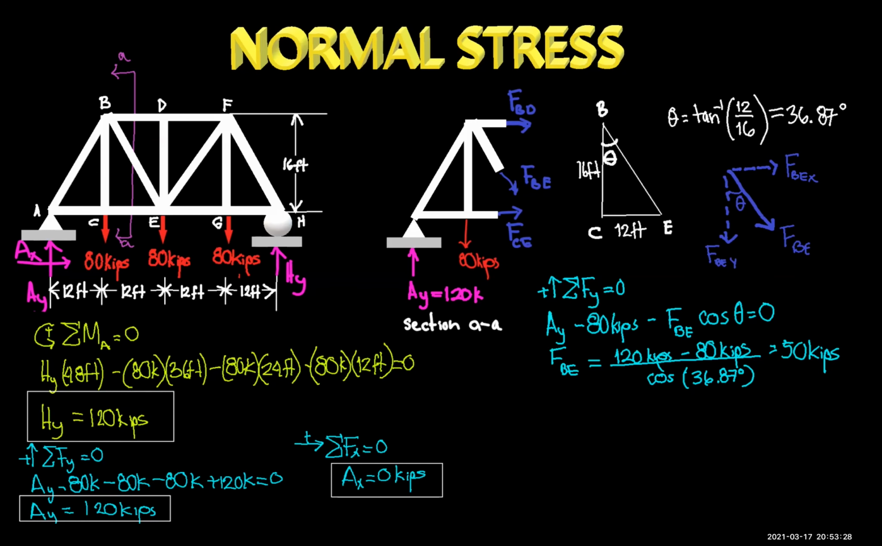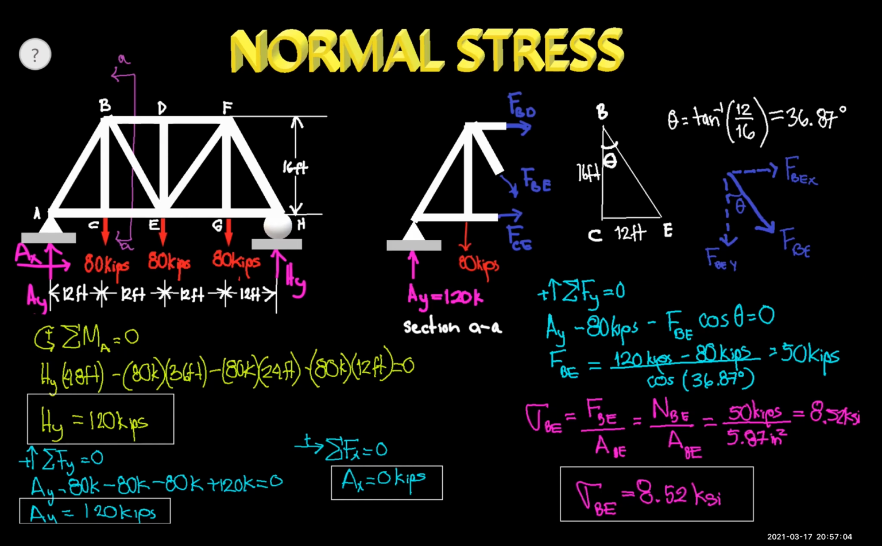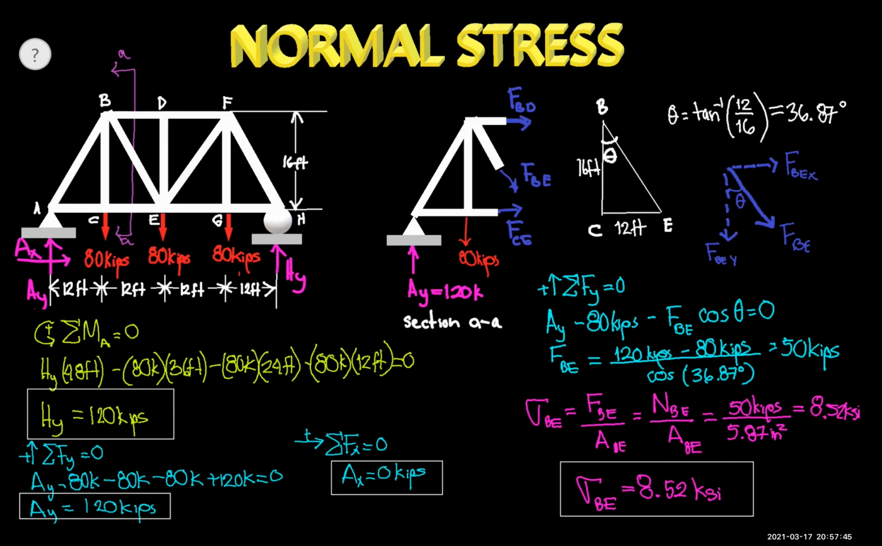Now we're ready to take the last step, which is to find the normal stress in member BE. If we recall from the introduction to normal stress video, we know that the normal stress is equal to the normal force acting on a member divided by its cross-sectional area. In this case, the normal force along member BE is equal to the axial force F of BE. If we divide 50 kips by 5.87 square inches, which is the cross-sectional area of the member, we obtain that the normal stress along member BE is 8.52 ksi, and that will be our final answer.